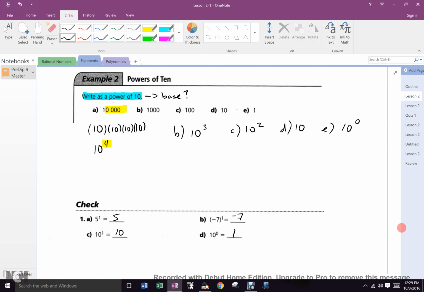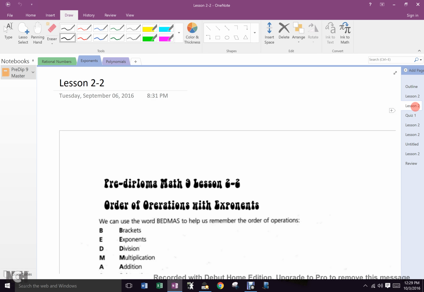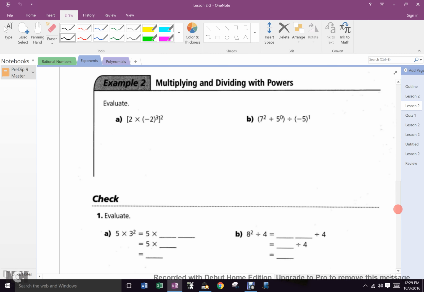Check the time. What's the next lesson? Flip the page over. We'll knock this out of the park because it's super easy.